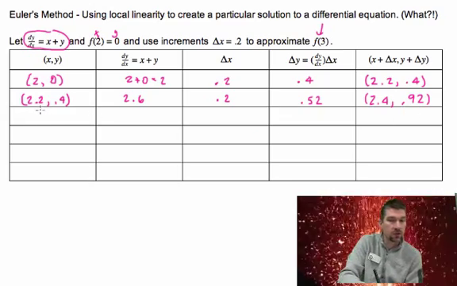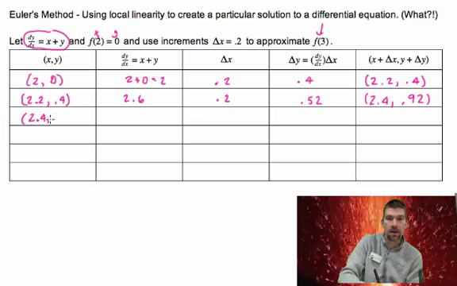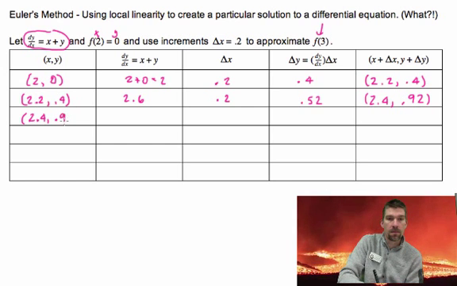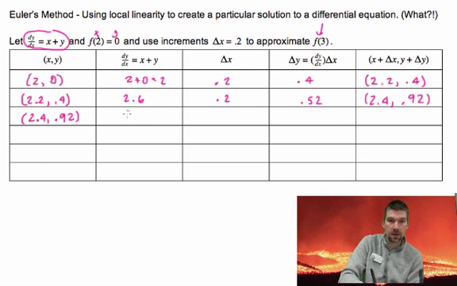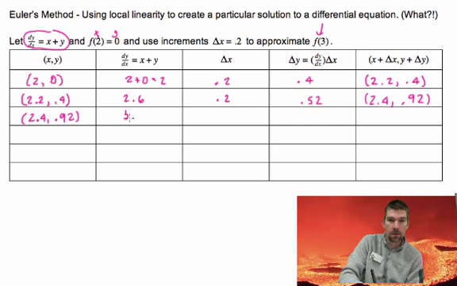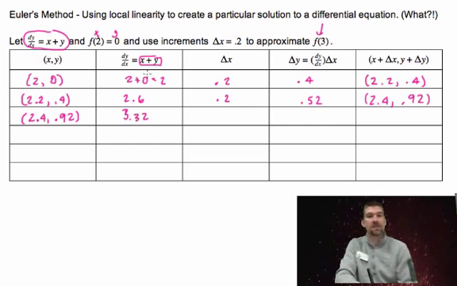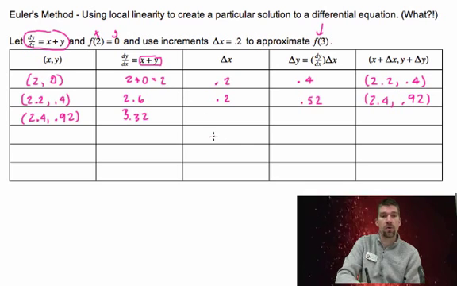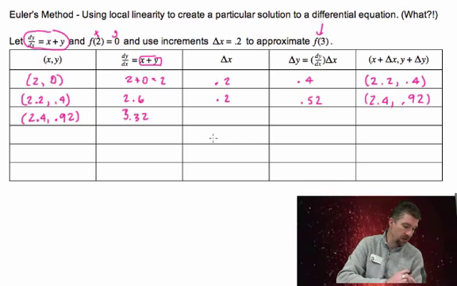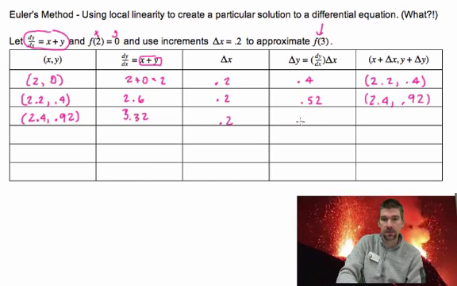Remember, we're going for that particular solution, a specific point. So now I've got 2.4 and 0.92. And I add those up, and that's going to be 3.32. I add them up because that's what it's telling me to do with x and y. If it says x times y, then you would multiply them. If it said 2x plus 3y, then you would do that. So whatever this rule is, that's what you do with your x and y coordinates. I'm going to take that 3.32 times 0.2, which is 0.664.